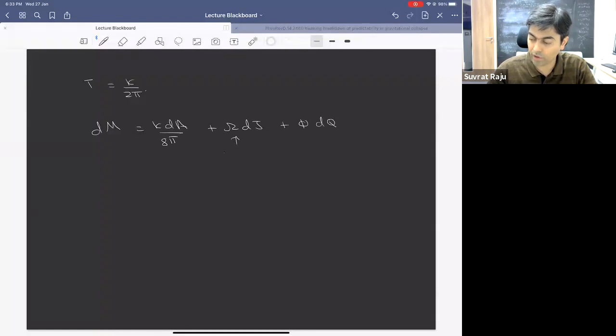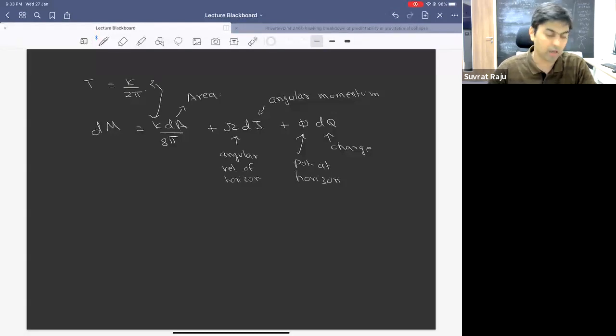And this is the angular velocity of the horizon, which one can define precisely. This is the angular momentum. This is the charge. And this is the potential at the horizon. Okay. This K is the same K that appears here. And this A is the area. So this is something that one can just derive just by analyzing classical processes around black holes.